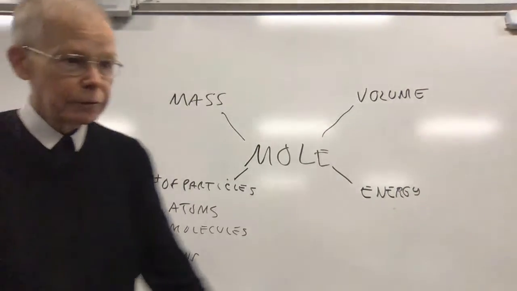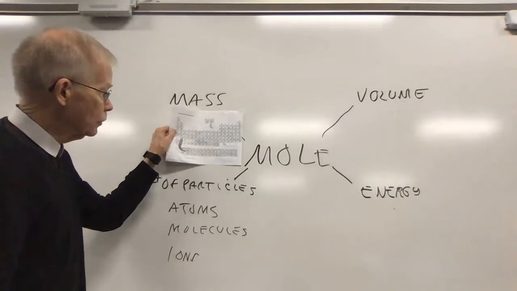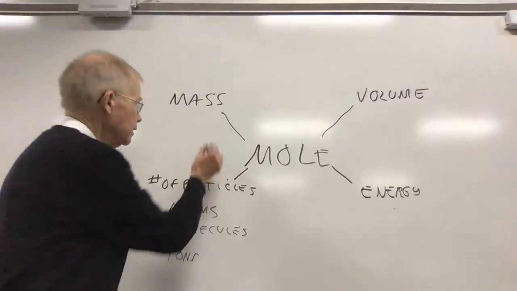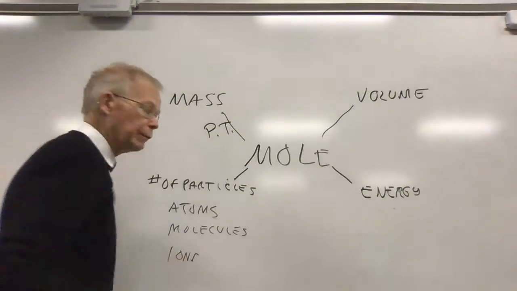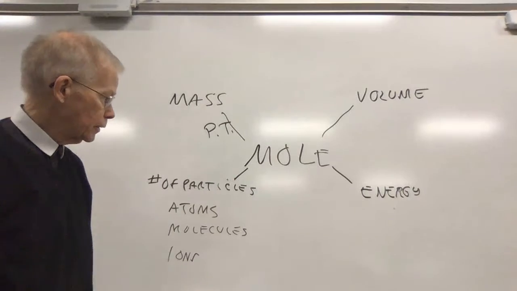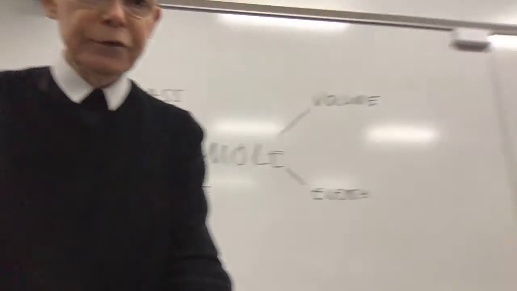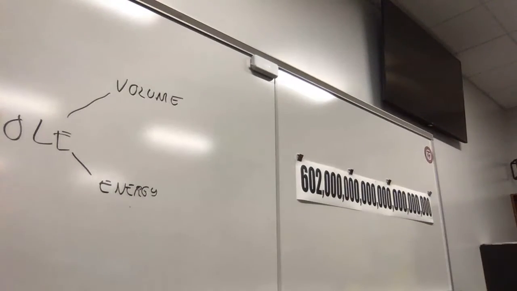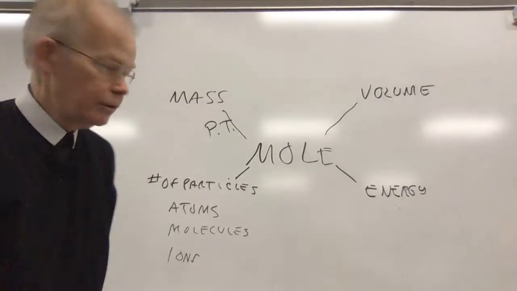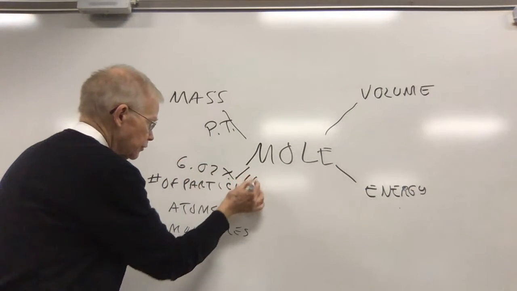The periodic table is the tool that I use to go from mole to mass or from mass to mole. So I'm just going to put the initials PT up here to represent I have to use the periodic table. Down in this corner, the number that I have to use in order to get particles is the number that we've seen up on our board here, Avogadro's number, and I'll write it in scientific notation, 6.02 times 10 to the 23rd.